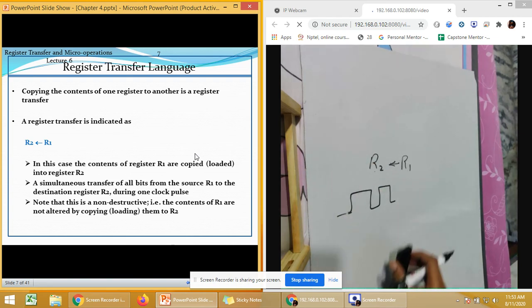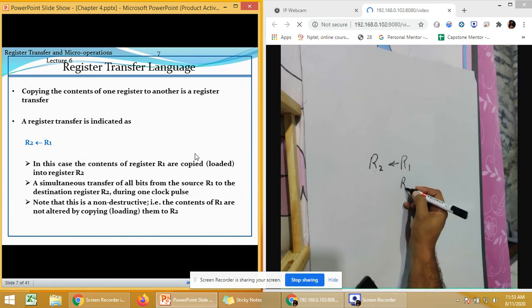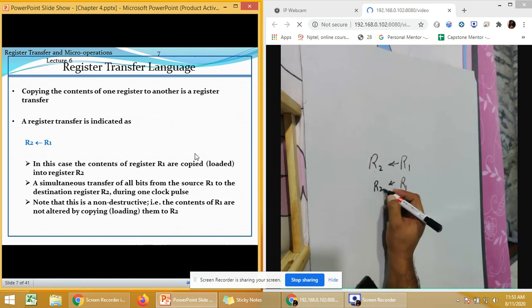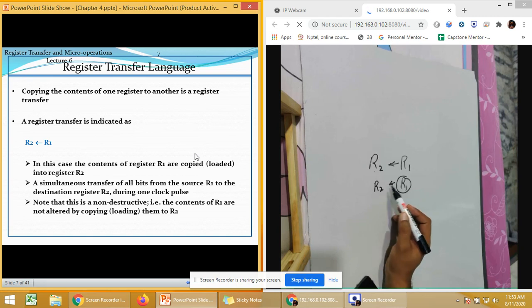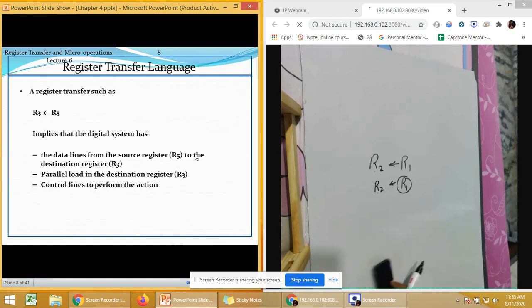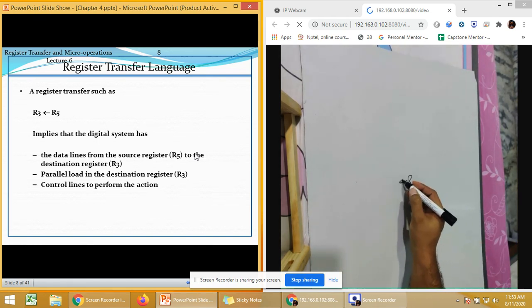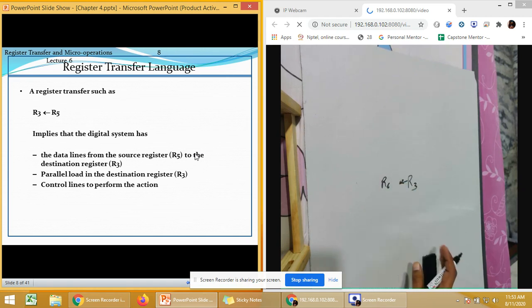And this type of operation is also non-destructive. Now what does it mean? If the content of R1 is shifted to R2, it doesn't mean the content of R1 will be replaced with something new. R1 data will remain as it is, but that data will be transferred to R2 as well. That is what we mean by a non-destructive operation. We can have any number of such operations. You can name it like R3 to R6. So there can be any number of such transfers.